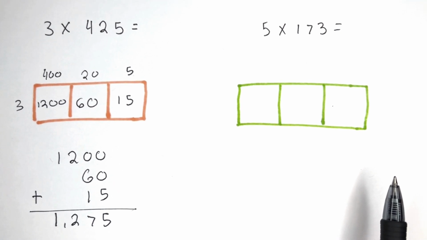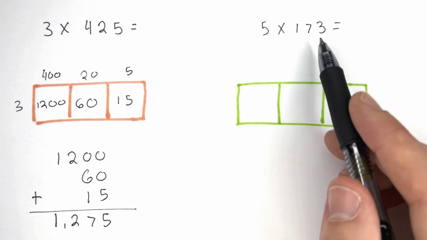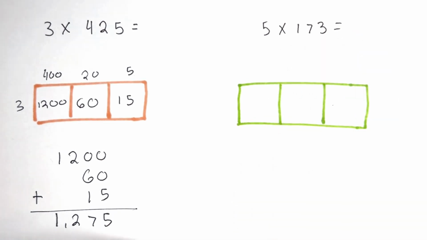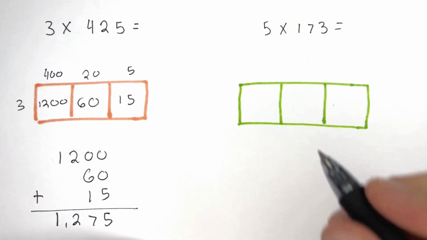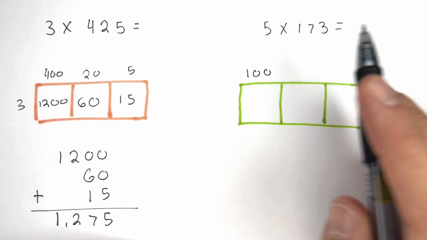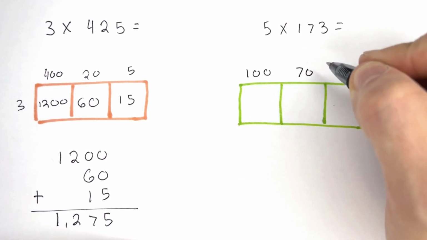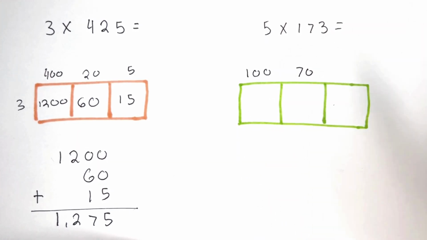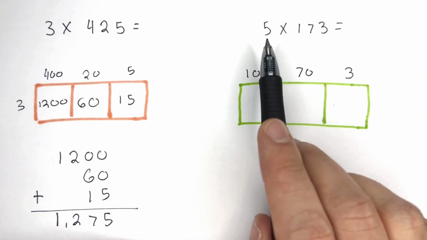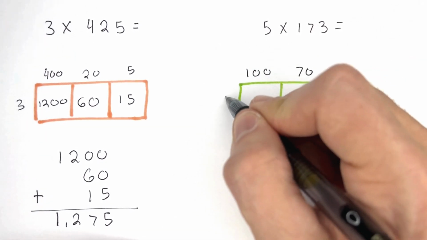Let's take a look at one more. Here I have 5 times 173. All right, well, let's break apart my 173 into expanded form. So this 1 in the hundreds column is worth 100. This 7 in the tens is worth 70. This 3 in the ones is worth 3. Okay, and I'm going to multiply each of these by 5.